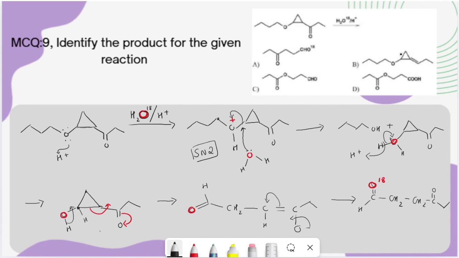What about here? The cyclopropane is as it is, not possible. We have an ester, not possible. Ester and acid, not possible. Therefore the right option is option A.